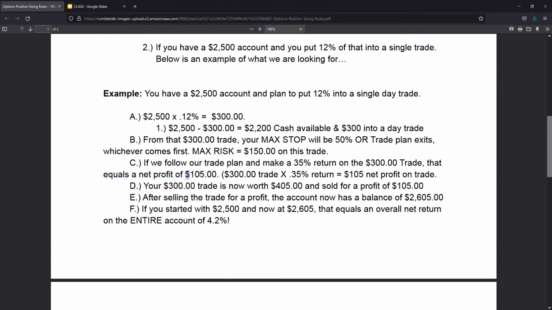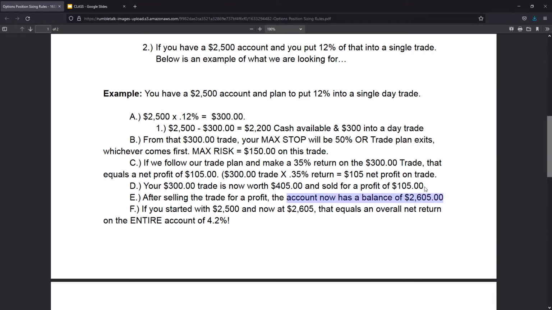So we make $105 profit if we make a $300 trade and that trade makes a 35% return. So $300 times 35%, that's $105 net profit on that trade. Okay. Now, pay attention here. Your $300 trade is now worth $405. You sold for a profit of $105. After selling the trade for a profit, the account now has a balance of $2,605. Now, this is what's super important here.